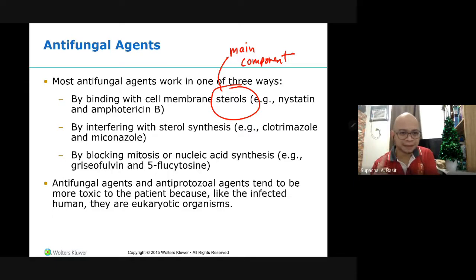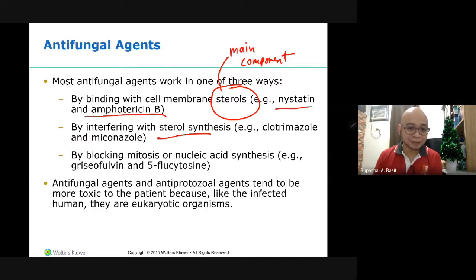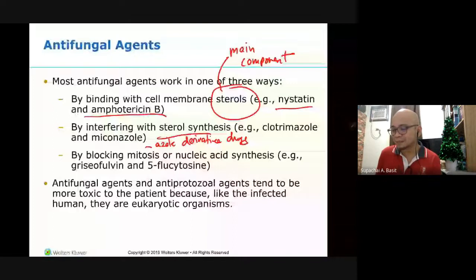Okay, so the three ways are by binding with cell membrane sterols, by interfering with sterol synthesis, and by blocking mitosis or nucleic acid synthesis. The ones that can bind with cell membrane sterols are nystatin and amphotericin B. The ones that can interfere with sterol synthesis are clotrimazole and miconazole. So these are the azole derivative drugs. And the ones that can block mitosis or nucleic acid synthesis are griseofulvin and 5-flucytosine.